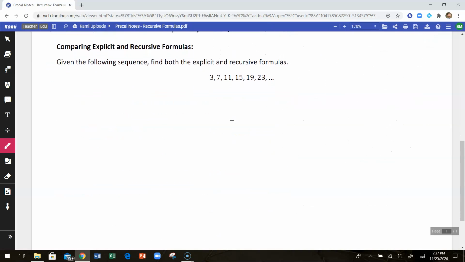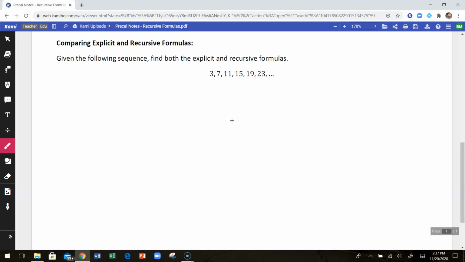Okay. Now there are some sequences where we could use both an explicit and recursive formula. So that's what I want to show you here. I've got a sequence 3, 7, 11, 15, 19, 23, and so forth. I want to write both the recursive and explicit formula for this. So the explicit formula, again, is in another video. Check that out if you are unsure how I'm doing this.